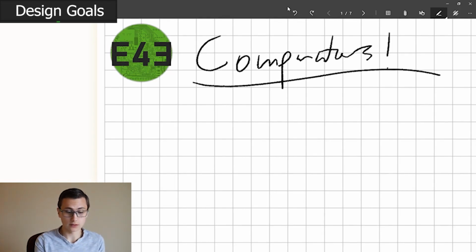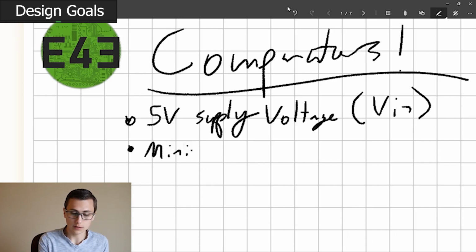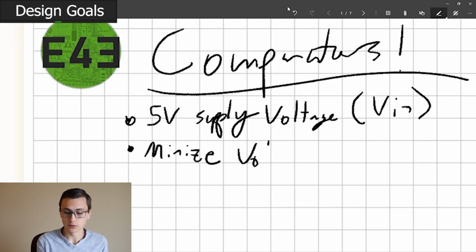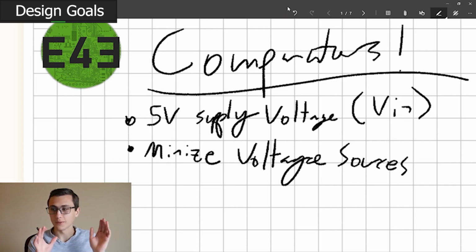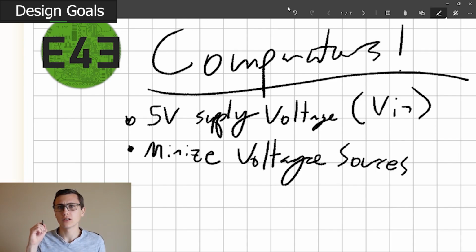Goal number one: we want to minimize voltage sources. Anyways, we want to minimize the number of voltage sources because you can grab precision series or shunt voltage references and they do a great job. They are very useful, but they're kind of expensive and it's just more parts. It's more opportunities for failure. So we want to keep this pretty simple.